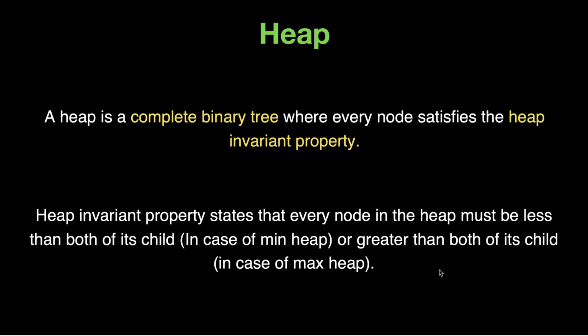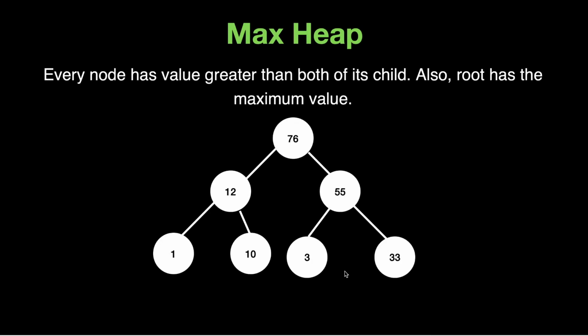Here is a difference between binary search tree and heap. In a binary search tree, all of the nodes in the left subtree must be less than a particular node, and all of the nodes in the right subtree greater than that node. But in a heap, a particular node must be greater than both of its children or less than both of its children. Depending on that, we have two kinds of heap, min heap and max heap. Let us first see what max heap is.